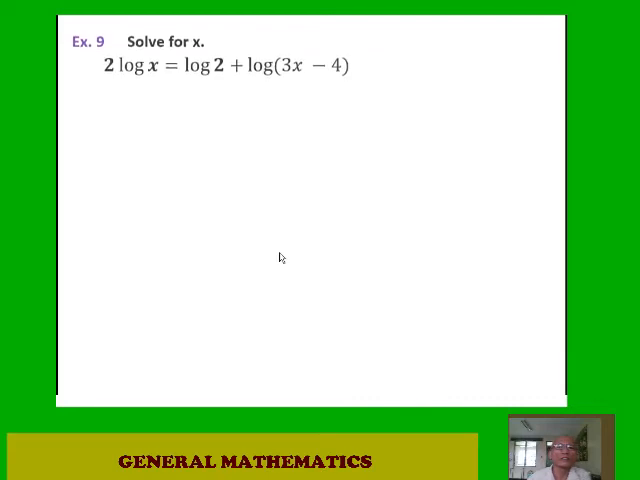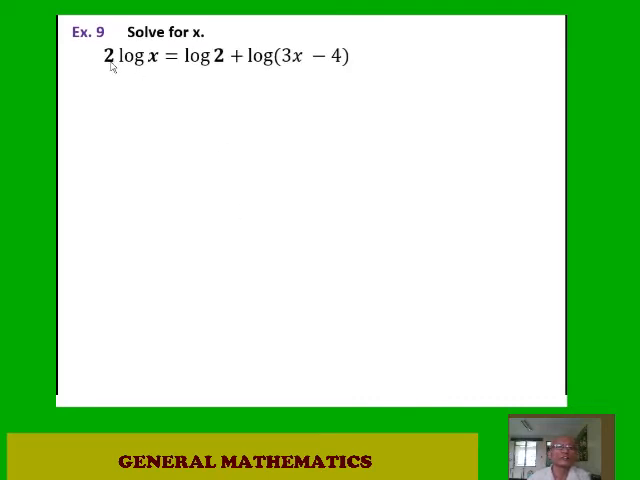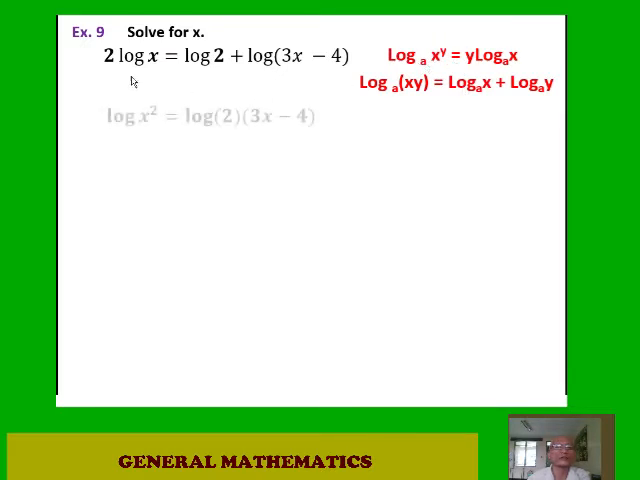Okay. Next sample, solve for x. 2 log x equals log 2 plus log of 3x minus 4. We will use the law of logarithm. 2 becomes the exponent of x. This addition becomes multiplication, following our laws of logarithm. So this becomes log of x, 2 becomes exponent, addition becomes multiplication, expressing as a single logarithm.